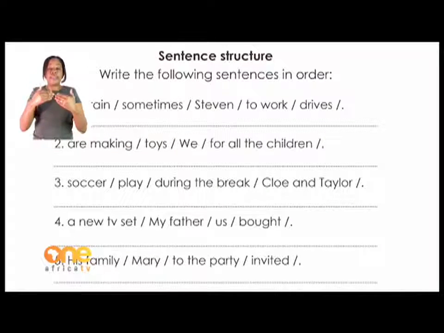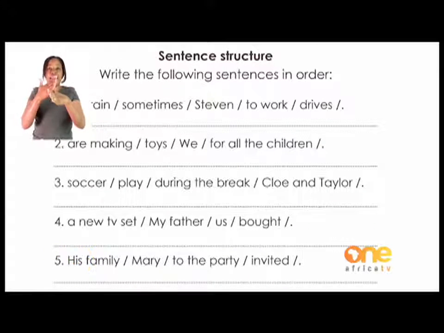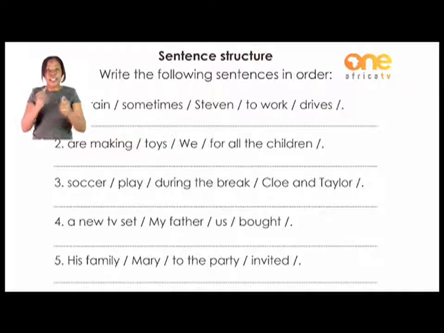It must make sense. Number one: by train, sometimes, Stephen to work drives. Those are the words which are jumbled. Now we have to put them nicely in order to make a sentence correct. Okay, which word do you think you will start here? I see the name is starting with a capital letter. Let's try and see. Stephen drives to work sometimes by train. Is that correct? Okay, let's try again this way. Stephen drives to work sometimes by train. Is that sentence now making sense? Okay, I think it does make sense, but if you think otherwise, put it the way you think and ask your friends, your parents, your aunties to help you.